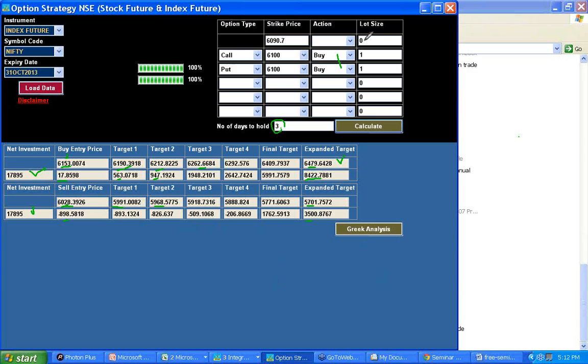Suppose I am buying a future also. Say I am buying a future here, and lot size is 1. 1 lot future I am taking and calculating. So my net investment changes. My profit loss projection changes. Everything is going to change here. If I sell a future here and buy a call option and put option, this also gives me a difference. Any strategy you can form, and not only that, it has a Greek analyzer.